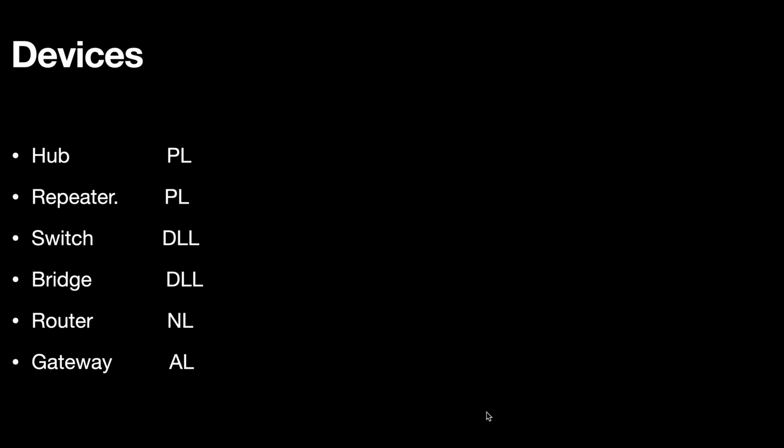Okay, these are the main points in this topic, the devices in a network. You have to remember these points. Repeater and hub operate at the physical layer, switch and bridge at the data link layer, router at the network layer, and gateway at the application layer. The question was which device operates at the application layer. Option C, gateway, was the answer.